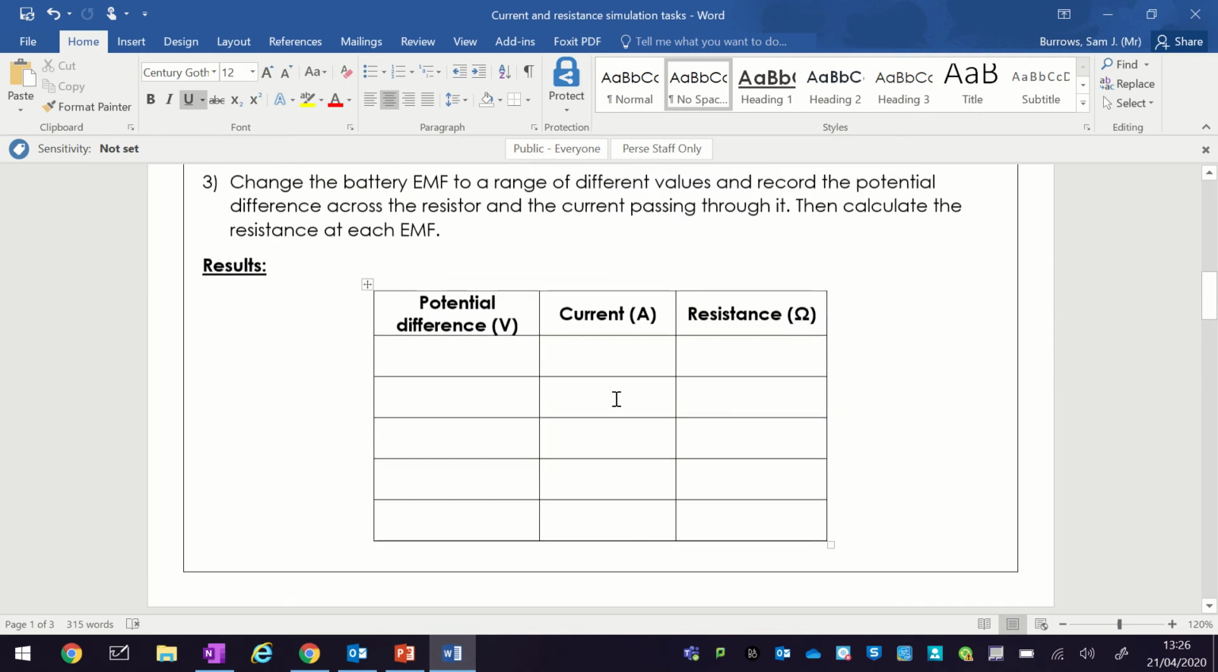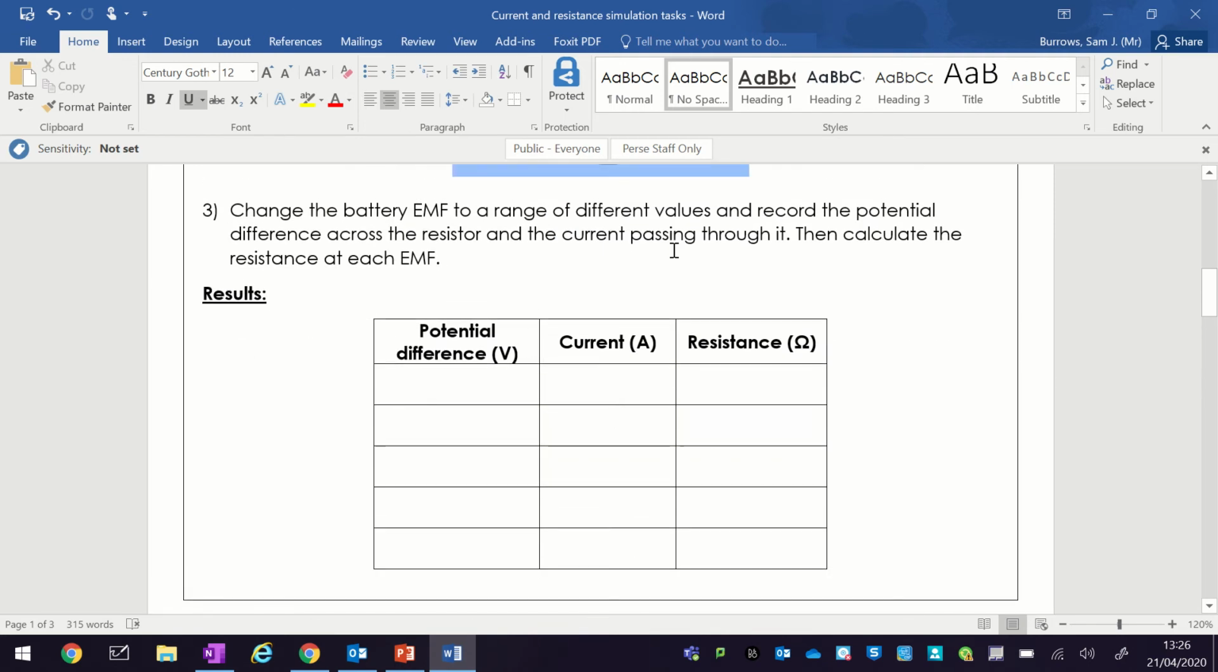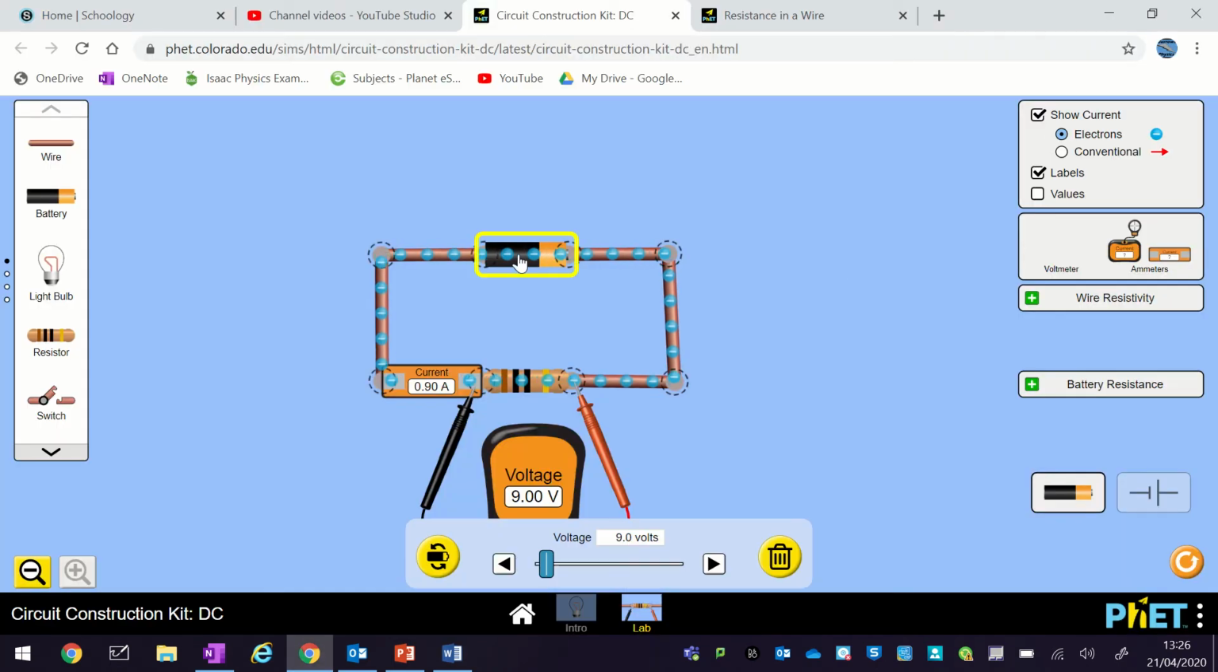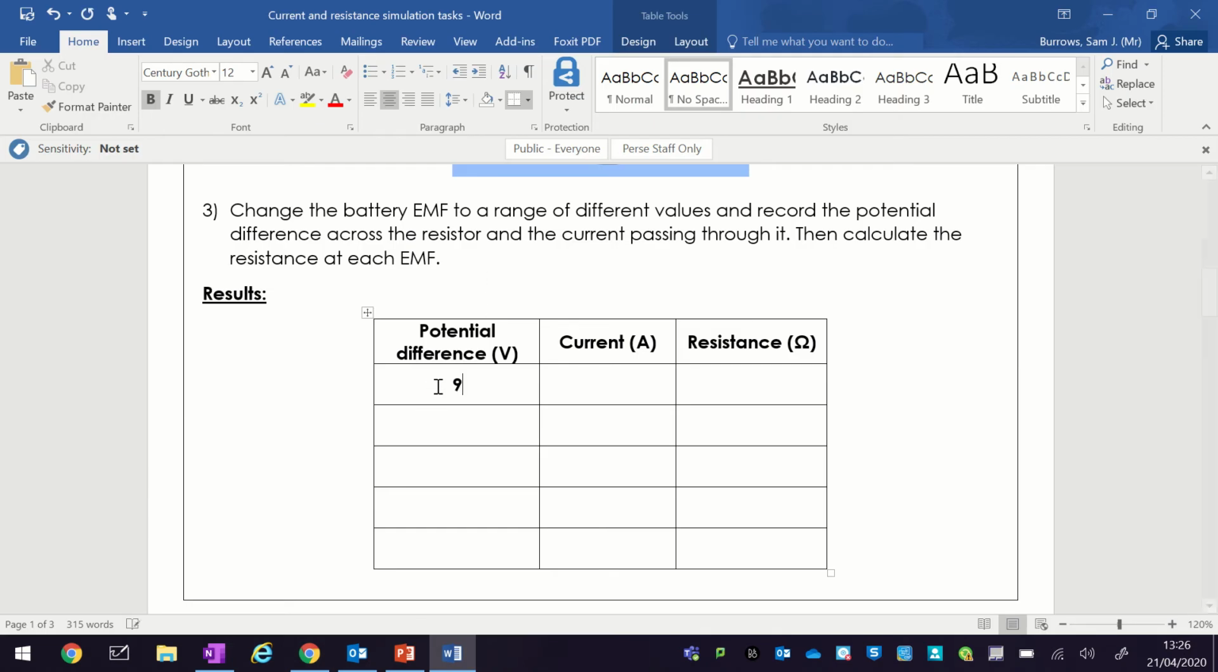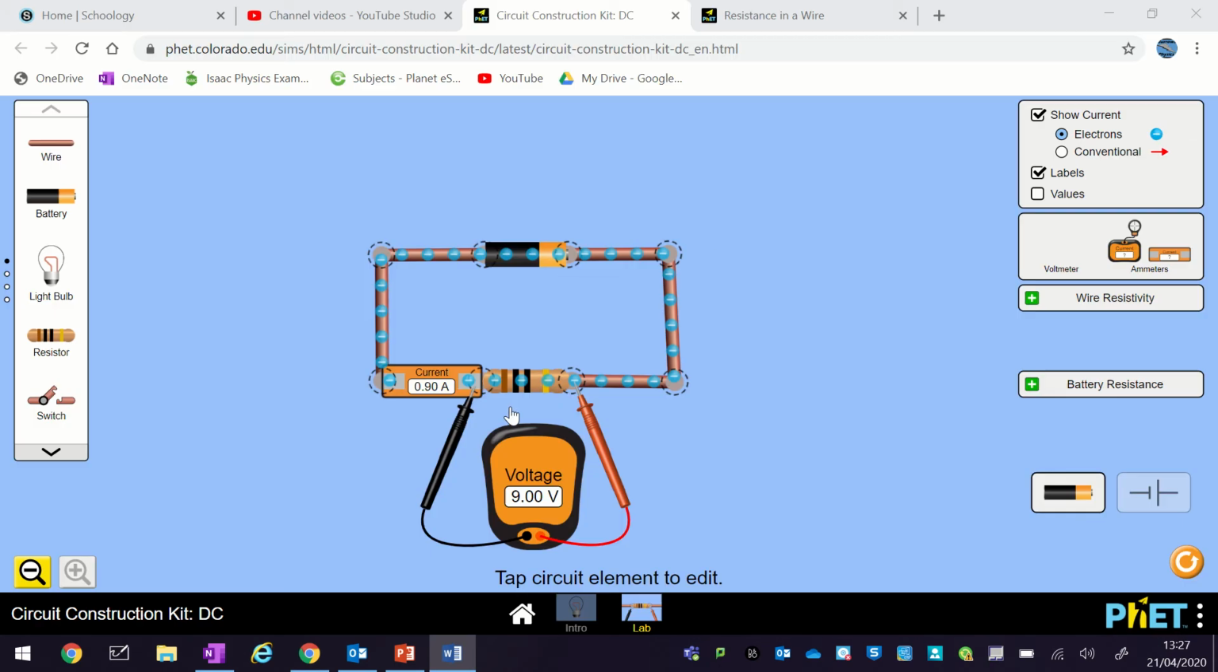What we want to do is change the battery EMF to a range of different values and record the potential difference across the resistor and the current passing through it. To start off with, I've got it set to 9 volts, and we can see we've got a current of 0.90 and a potential difference of 9.00, making sure we're getting the correct precision on our data. I'll calculate the resistance values in a second.